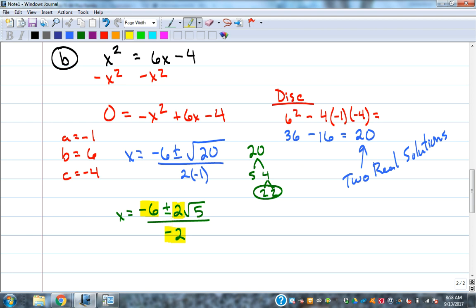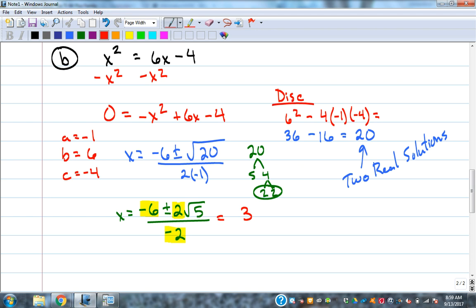Divide them by 2, but we got a negative on the bottom. We usually don't want to leave the negative hanging here and a negative hanging there. All right, so I'm going to divide everybody by -2. If I divide -6 by -2, that's going to give me +3. +2 divided by -2 is -1. -2 divided by -2 is +1.